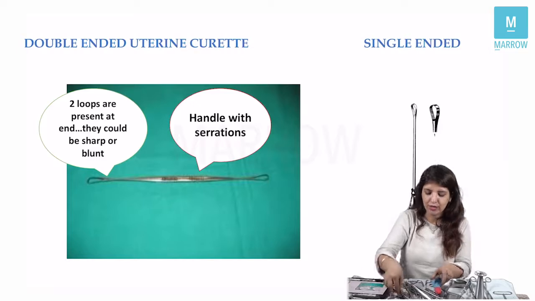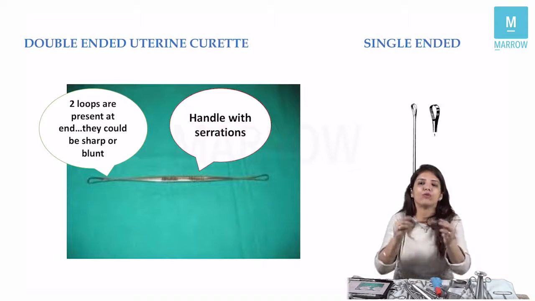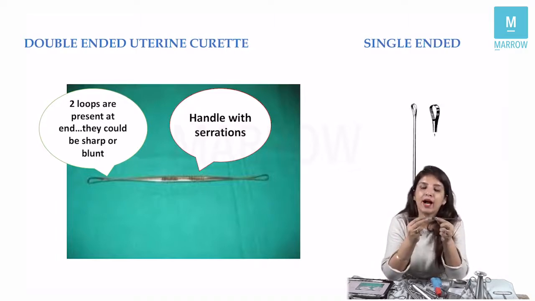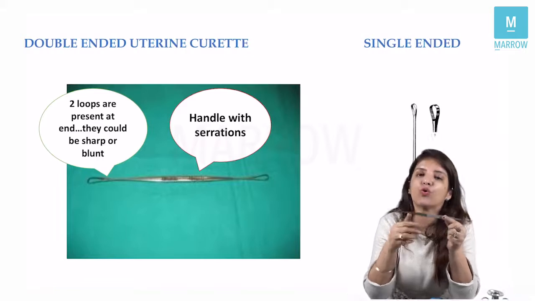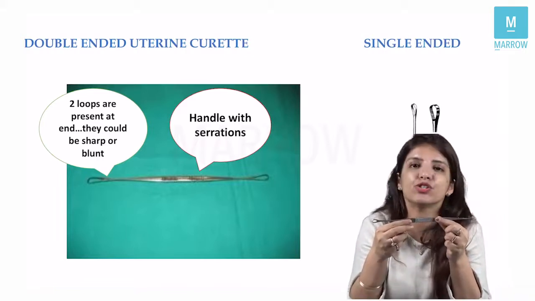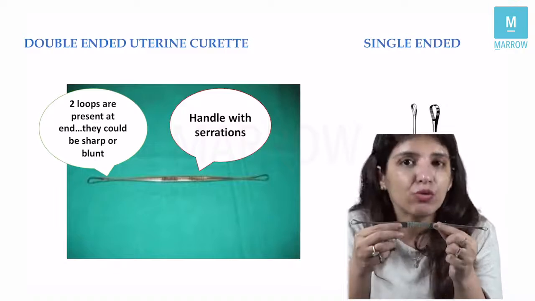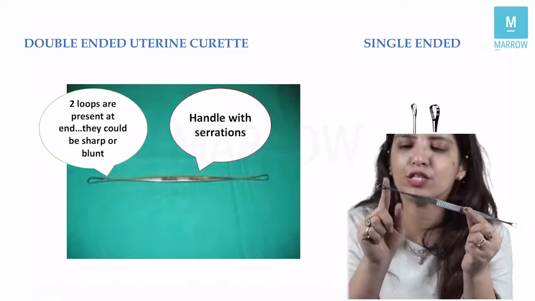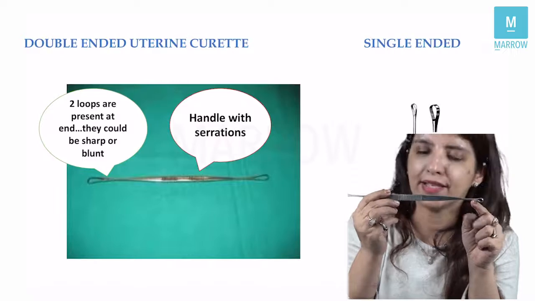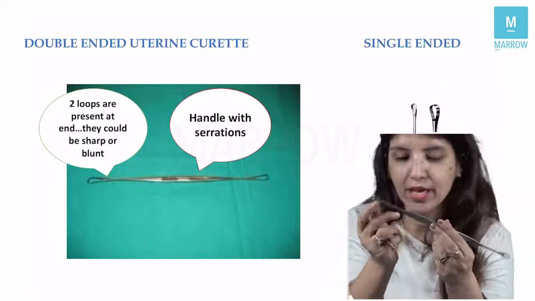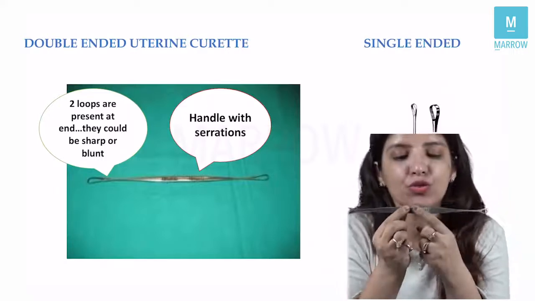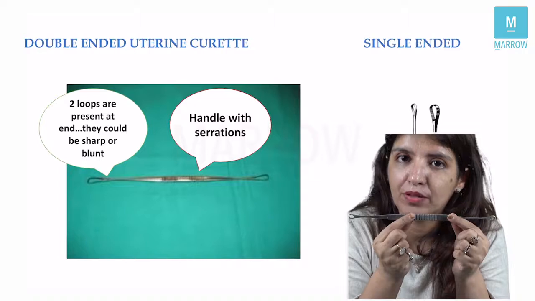Now, let's talk about, I have dilated the internal os. Now I want to do a curettage. When I have to do a curettage, I am going to use a double-ended uterine curette, or I can use a single-ended uterine curette. In a uterine curette, what you have to note is that yes, it also has loops at the end, right? So ring-like loops at the end, right? And it has serrations which are present on the handle, right?